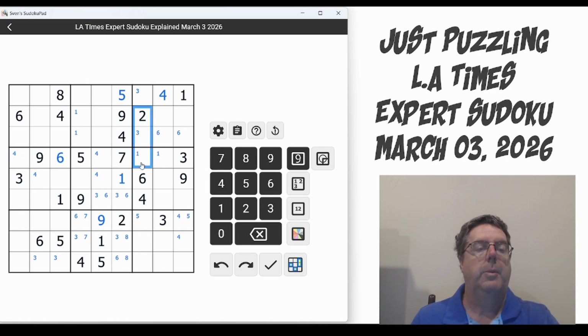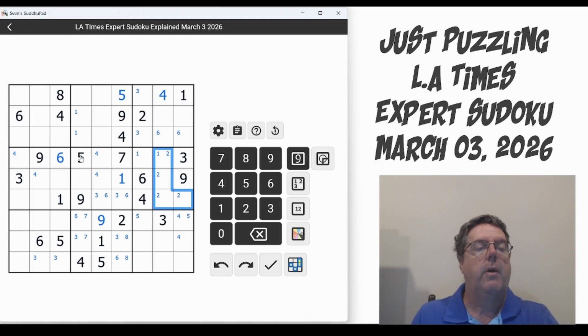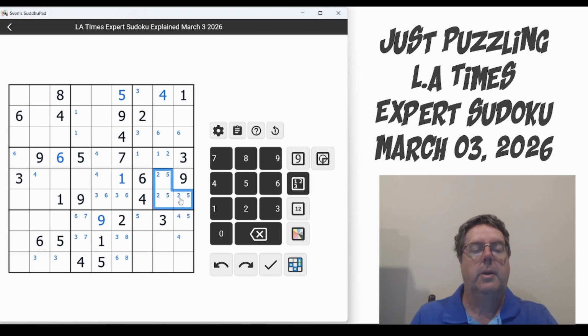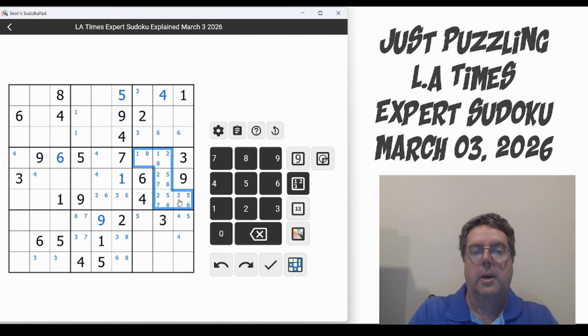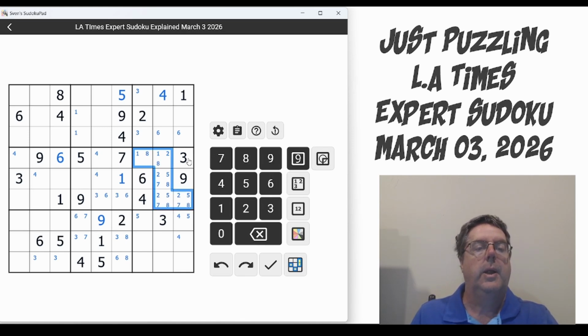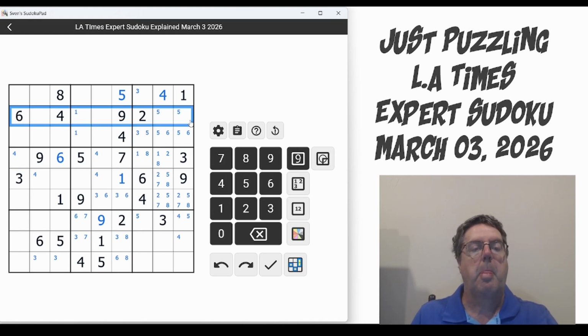So 2 comes down here, so these have got to be a 2. 3, 4, 5. 5 comes across here, so 5 is one of these. 6 is there. 7 comes across here, so 7's one of these. And then 8 can be all of these here. 1, 2, 3. 3 can't be here, so 3 is actually there. 4, 5. 5 can't be here, so 5 is one of these. 6 comes across here and up here, so that's why the 6 is there.